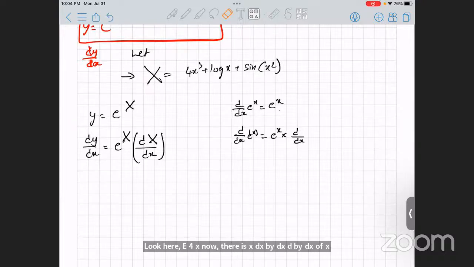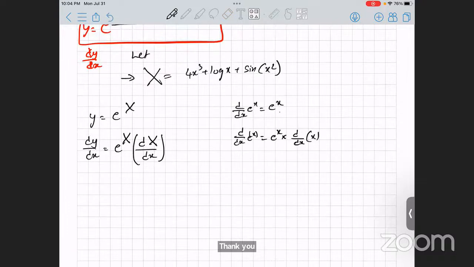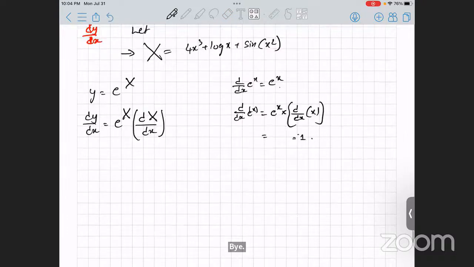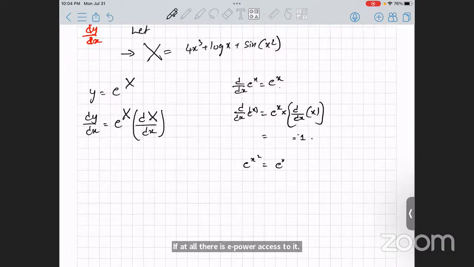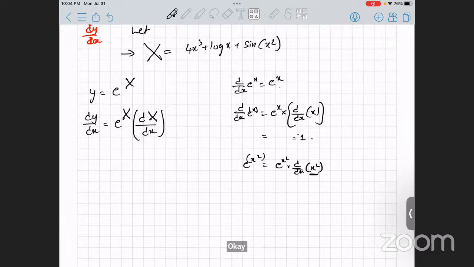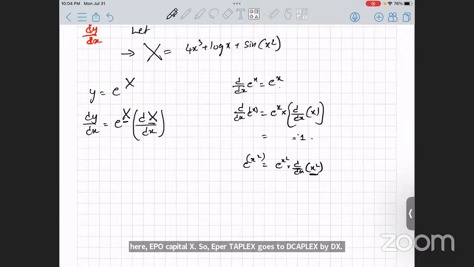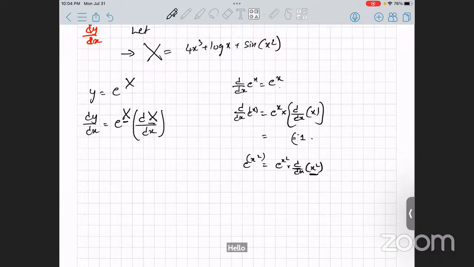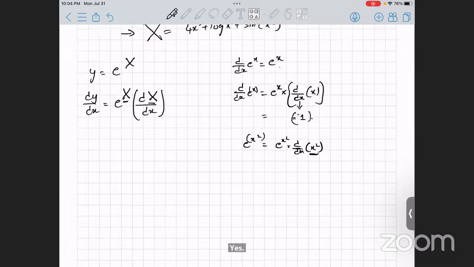Yes, sir. So dx by dx is 1. This will become equal to 1. If there is e power x square, it is e power x square into d by dx of x square. This x square will go here. Clear? Yes, sir. So here e power capital X goes to d capital X by dx. Clear everyone? Yes, sir.